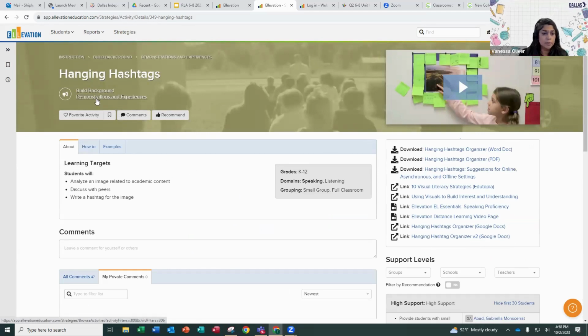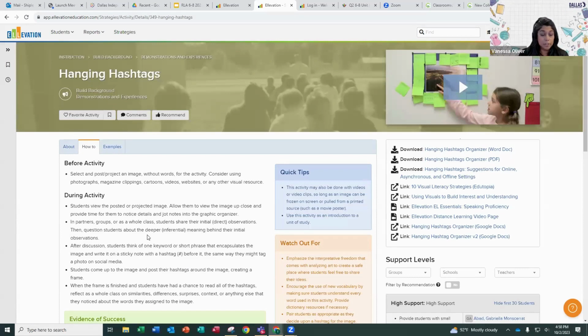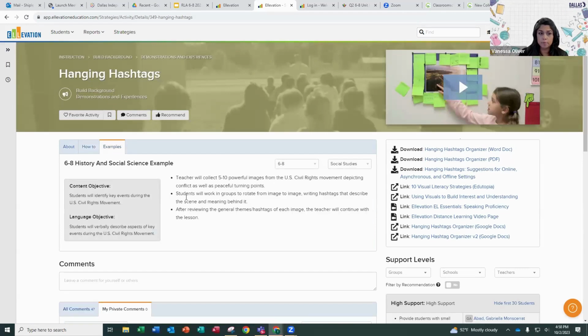It tells you what the students will be doing. It gives you all different kinds of information, how to do it, instructions on how to do it. And it even sometimes gives you examples of what it looks like. And if you notice in the top right corner, there is a video of hanging hashtags in motion. On the right underneath that video, there are all of the documents needed to implement that strategy.